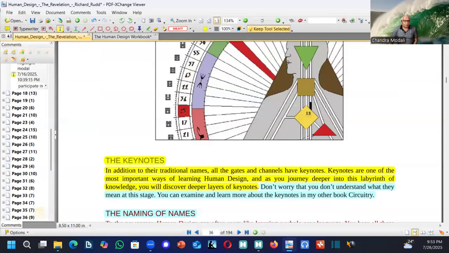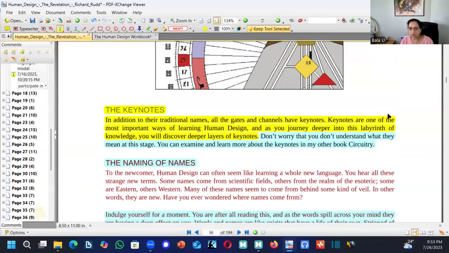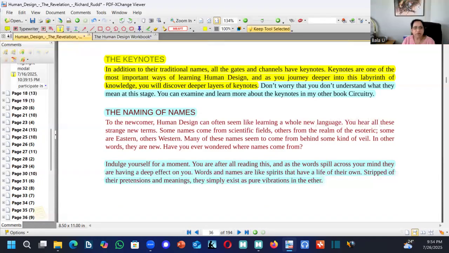Now keynotes. In addition to their traditional names, all the gates and channels have keynotes. Keynotes are one of the most important ways of learning Human Design. And as you journey deeper into this labyrinth of knowledge, you will discover deeper layers of keynotes. Don't worry that you don't understand what they mean at this stage. You can examine and learn more about the keynotes in my other book, Circuitry. So he has a book that I am now converting to audio. I've already sent the name, and if I have not, I will.